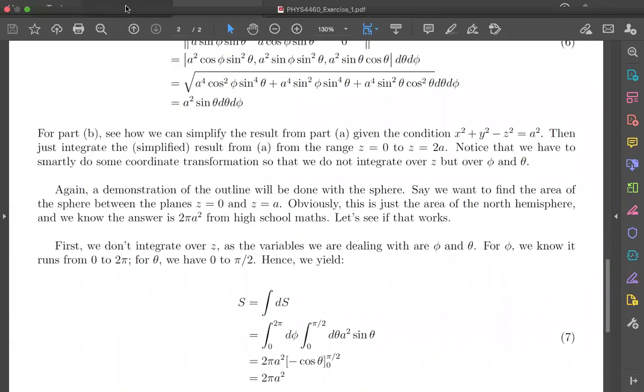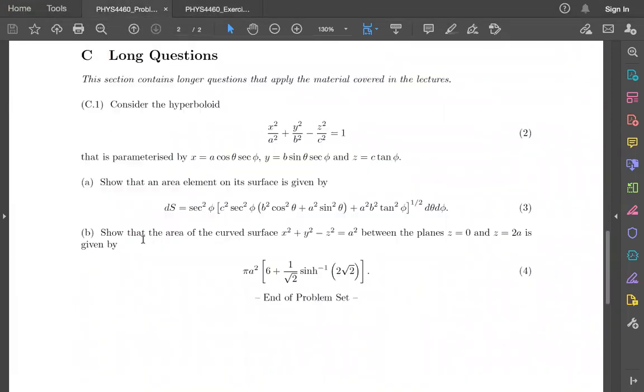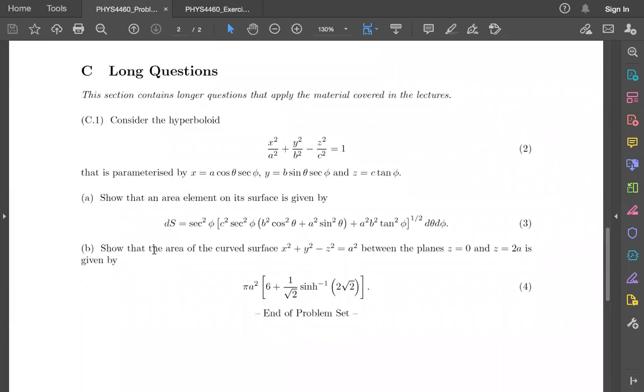Okay, so let's move to the second part of the question. Basically, it's asked to show that the area of a curved surface expressed this way, bounded by two planes, right? The first plane is z equal to 0, and the second plane is z equal to 2a, okay? The area is given by this thing.